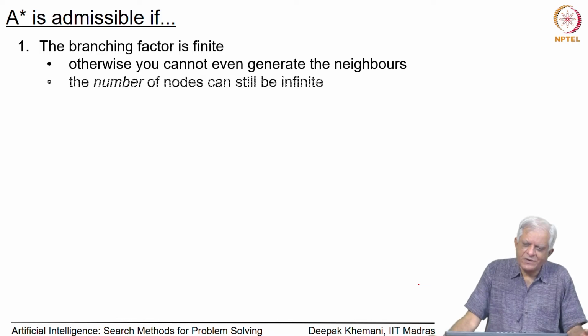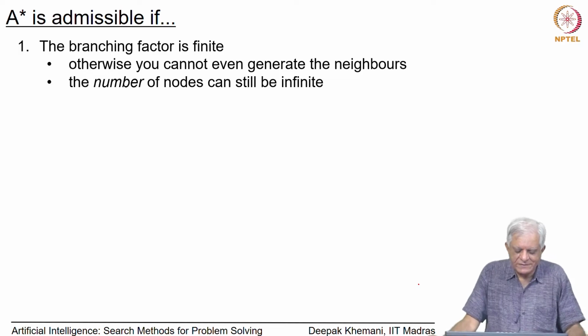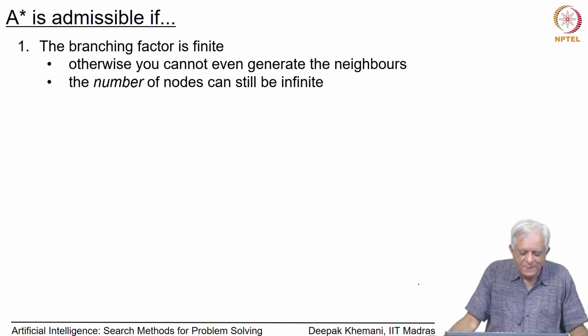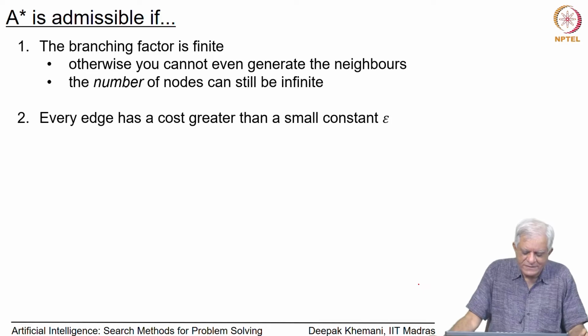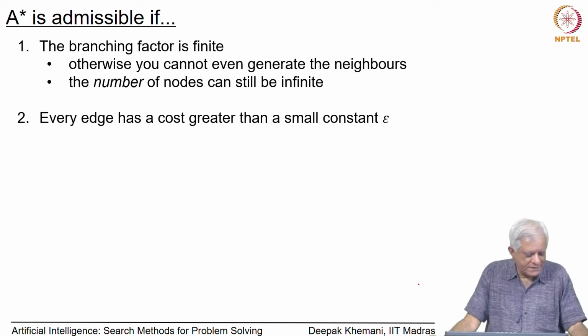So, our condition is going to be on the branching factor. The branching factor needs to be finite, but we are not saying that the graph should be finite. The graph can still be infinite, and that could be possible if the number of nodes in the graph are infinite, provided that the branching factor is finite. So, that is the first condition, that the branching factor should be finite. The second condition is that every edge in the graph has a cost greater than a small constant epsilon essentially.